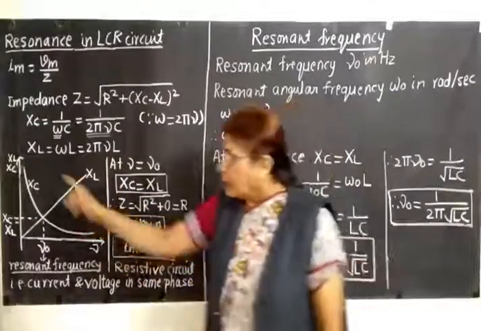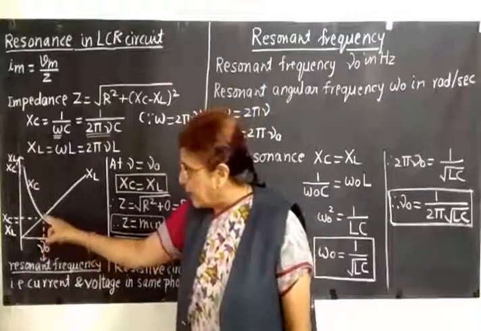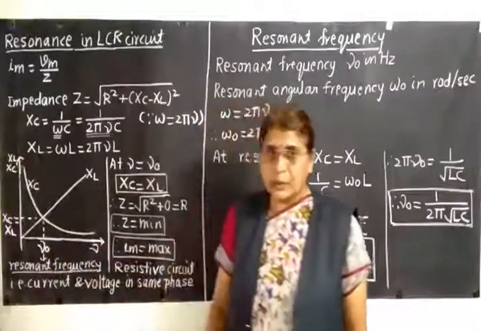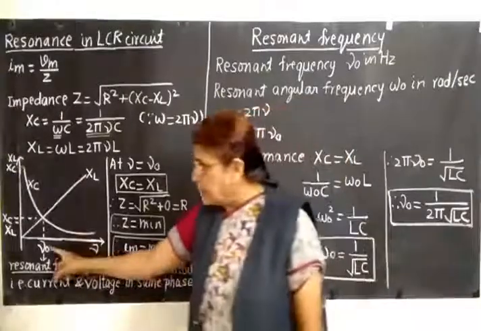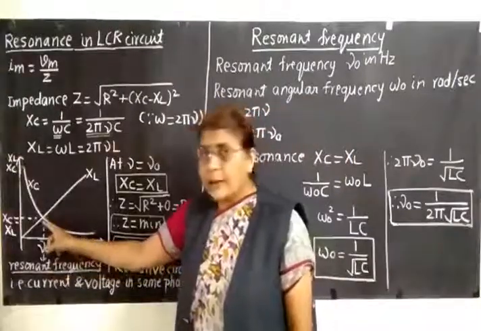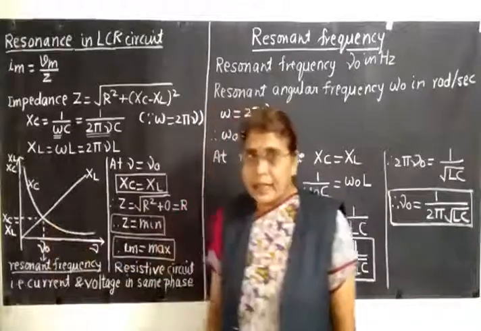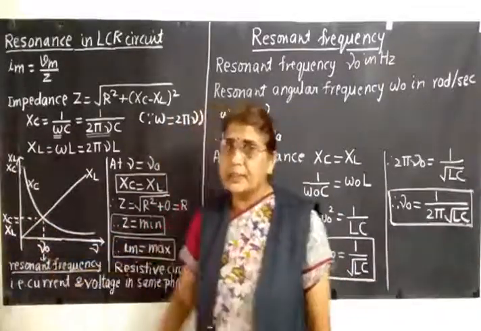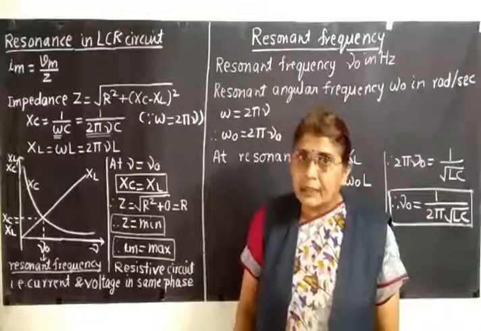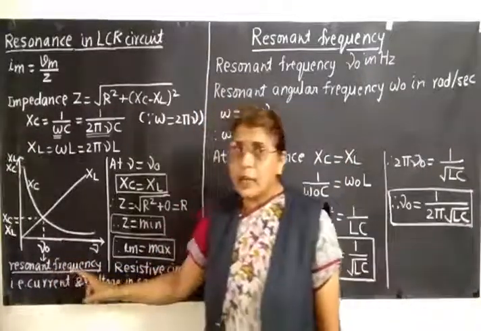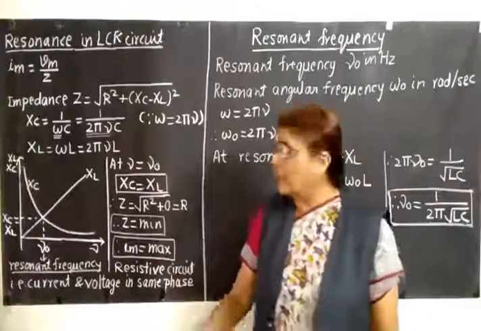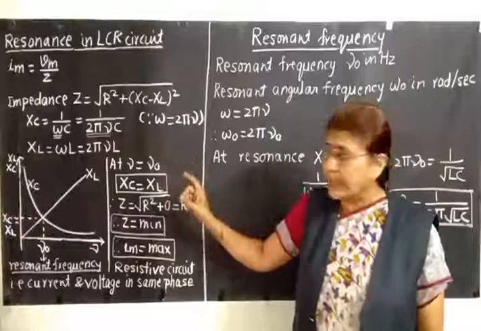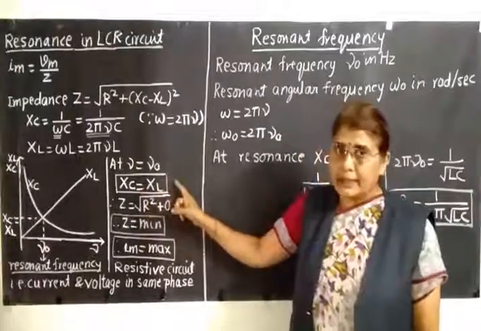Now these two graphs intersect at a common point here at a particular frequency nu 0. So at this frequency nu 0, both the graphs meet at a common point. The meaning is Xc is equals to XL at this particular frequency nu 0, and this frequency is called as resonant frequency. So we shall write the point here. At nu equals to nu 0, that is resonant frequency, Xc is equals to XL.